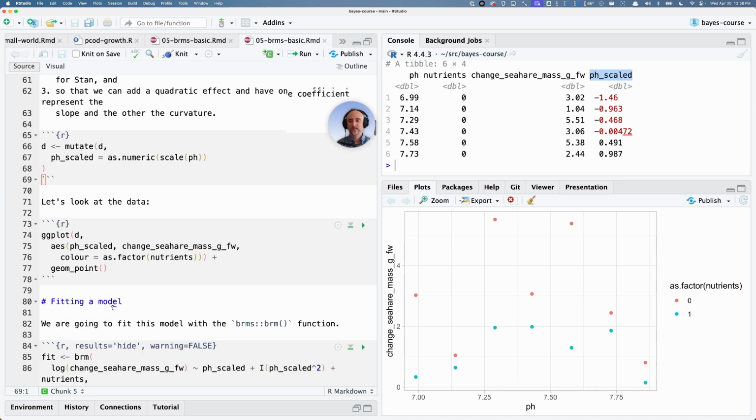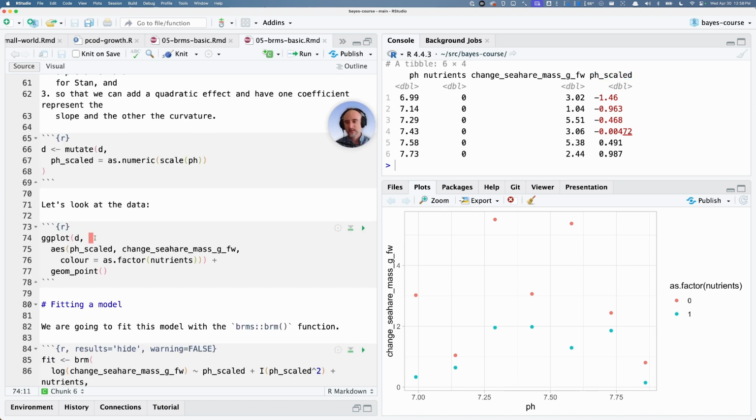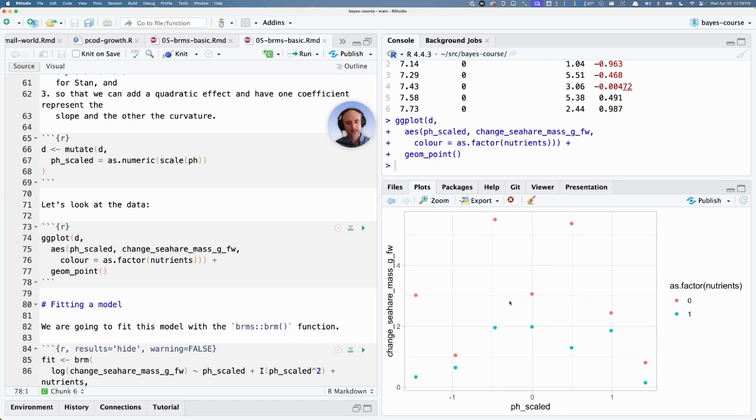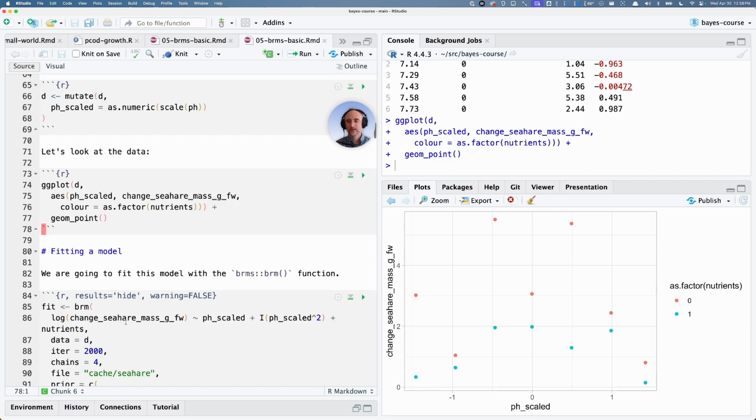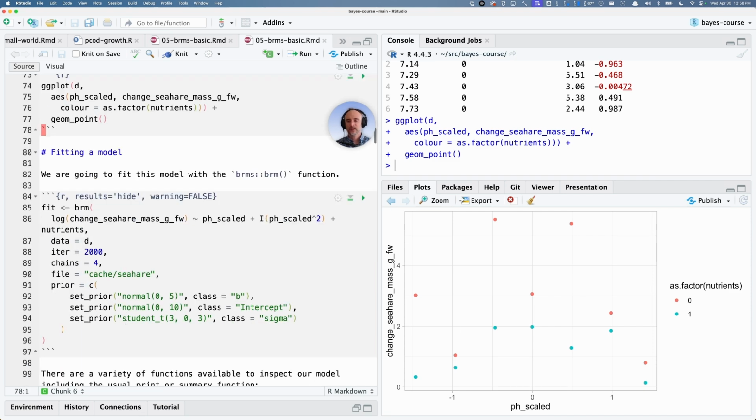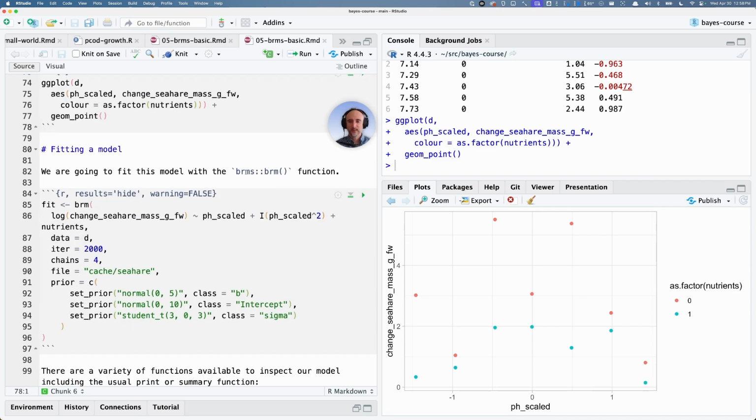And if we make the same plot, but we show pH scaled on the x-axis, we get something like this. So now this is one standard deviation increase in pH, and this is one standard deviation decrease in pH. And everything else is the same. The mean of the original data is now 0. So to fit a model with brms, there's a function in brms called brm, for Bayesian regression modeling.